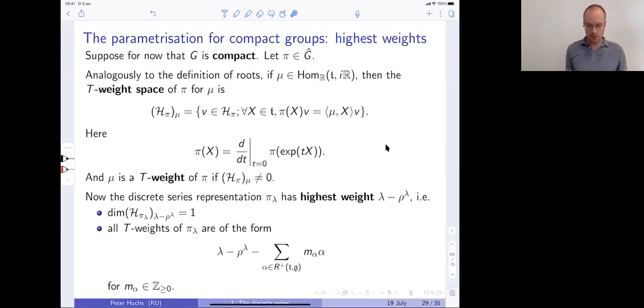The characterization now of the discrete series pi lambda is that the highest weight is lambda minus rho. So highest weight means the dimension of this weight space is 1, and every other T weight of pi lambda can be obtained from this highest weight by subtracting non-negative integer linear combinations of the positive roots, where m alpha is greater or equal to 0. So highest in the sense that the positive root direction is up. So that's the correspondence for compact groups, the highest weight of pi lambda given by this.